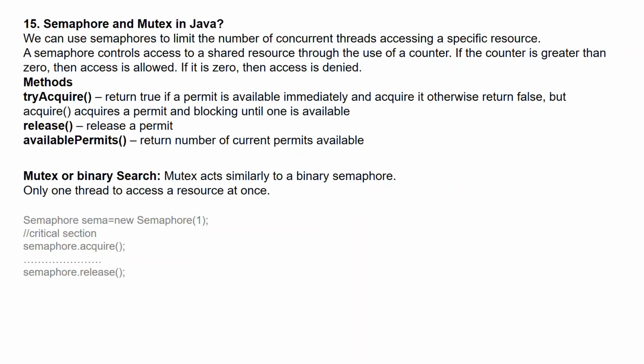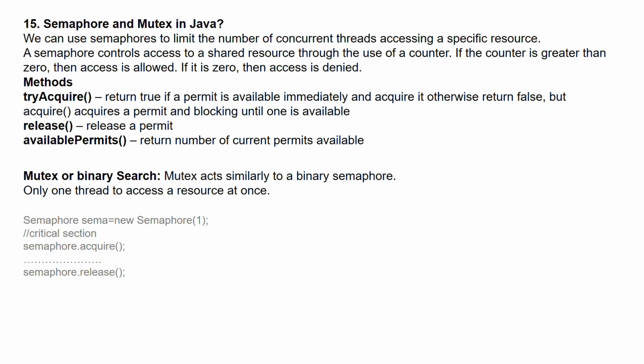15. Semaphore and mutex in Java. We can use semaphores to limit the number of concurrent threads accessing a specific resource. A semaphore controls access to a shared resource through the use of a counter. If the counter is greater than 0, then access is allowed. If it is 0, then access is denied.